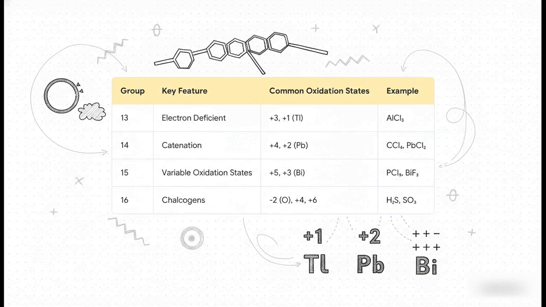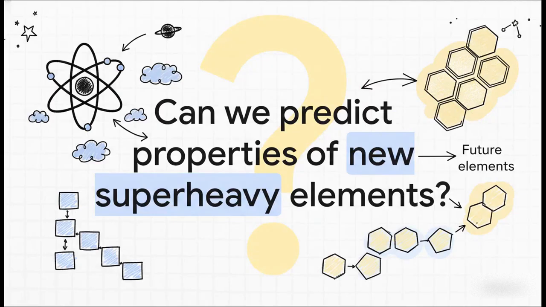But look closely at that oxidation states column. You can literally see the inert pair effect at work. Thallium prefers +1, lead prefers +2, and bismuth prefers +3. Every single one is 2 less than their group's maximum. It's all connected. And we'll end on a forward-looking thought.